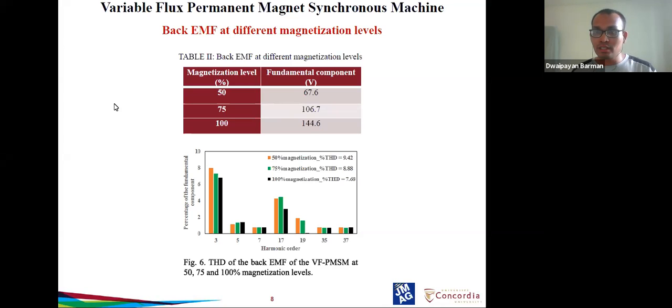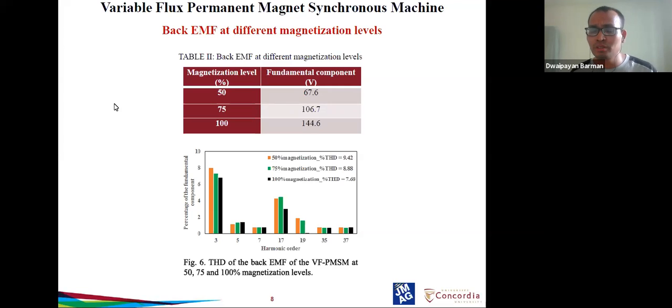Also, regarding the harmonic of the back EMF, the 3rd, 5th, and 7th harmonic, these are the harmonics which are mainly because of the spatial distribution of the flux density. And 17, 19, 35, and 37, these harmonics are created because of the slotting effect of the variable flux PMSM. Also, we can tell these harmonics are because of the cogging torque.